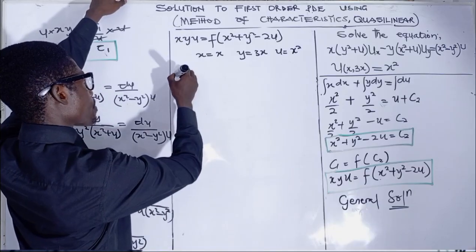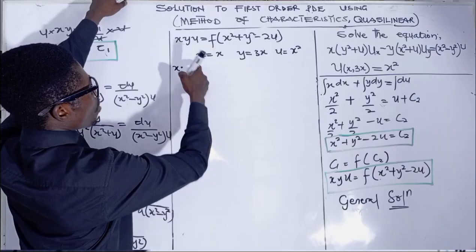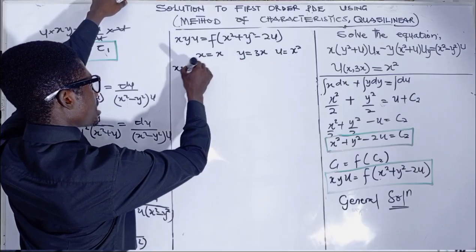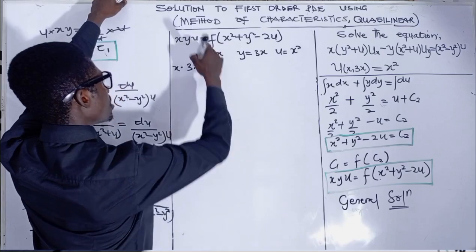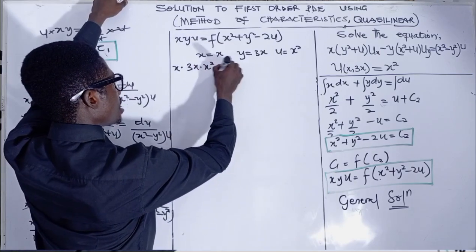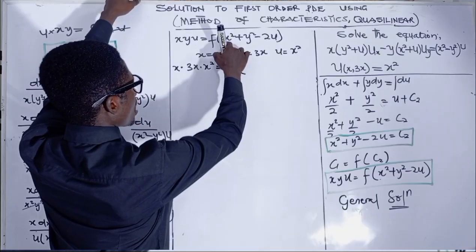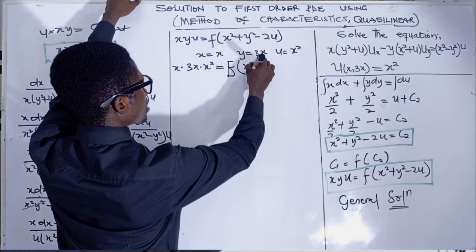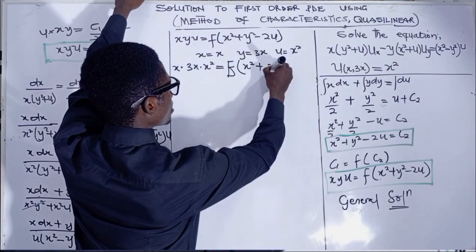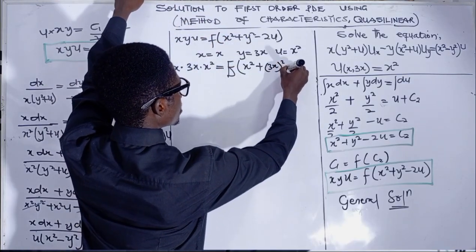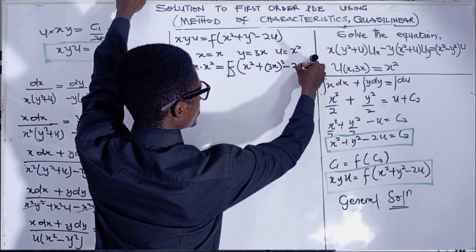So we are going to have our x is still x, so we have x, multiplied by our y, which is 3x, so we have 3x, multiplied by our u, which is x squared. So we have x squared, and this is equal to a function of what? Our x is still x, so we have x squared. Our y is 3x, so we have 3x all squared, minus 2 times our u, which is x squared, so we have 2x squared.